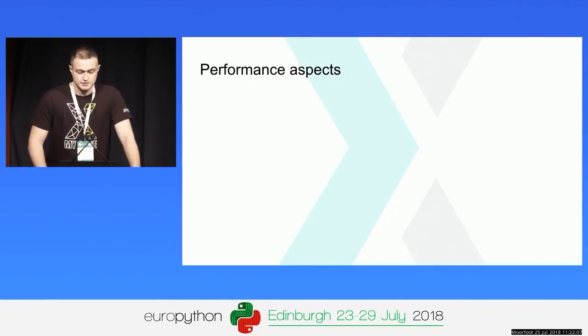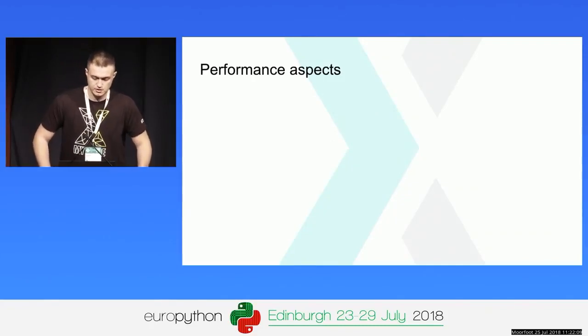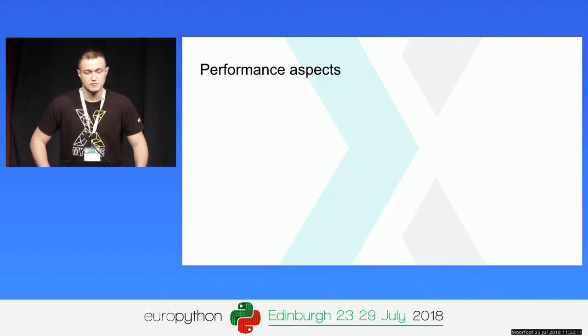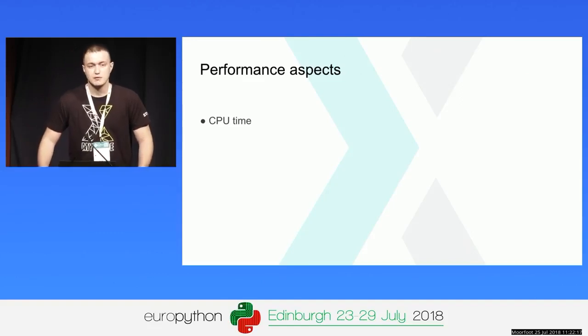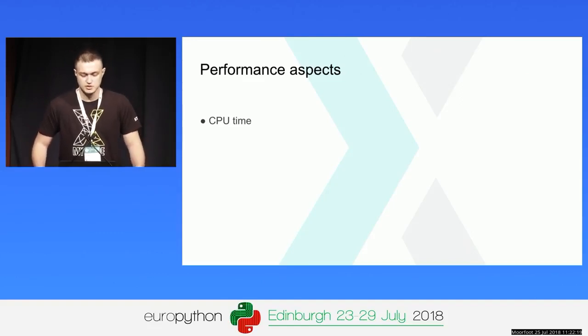Okay, so let's get started. What are the base aspects of performance? First of all, it's CPU. We all want our code to be as fast as possible. That's what our client and our end user care most about.